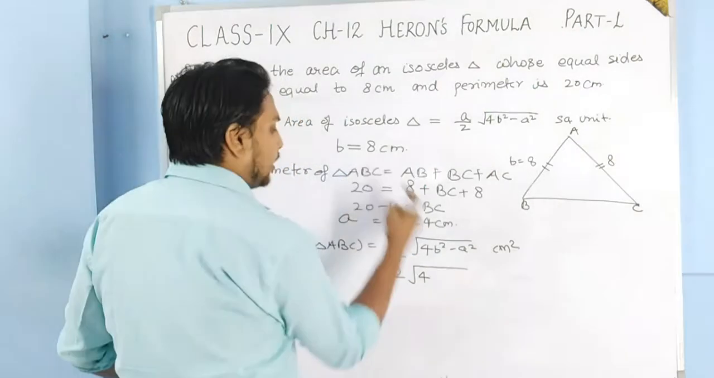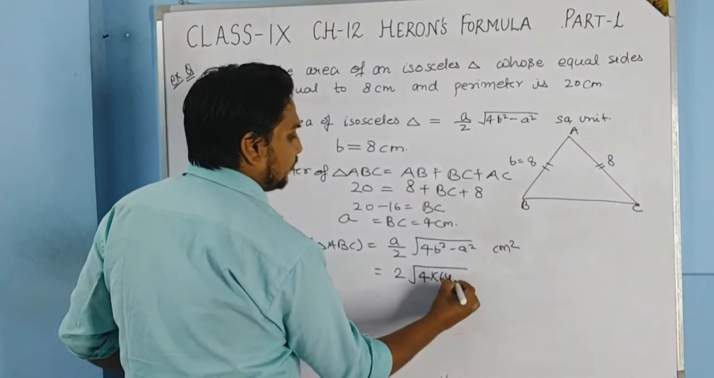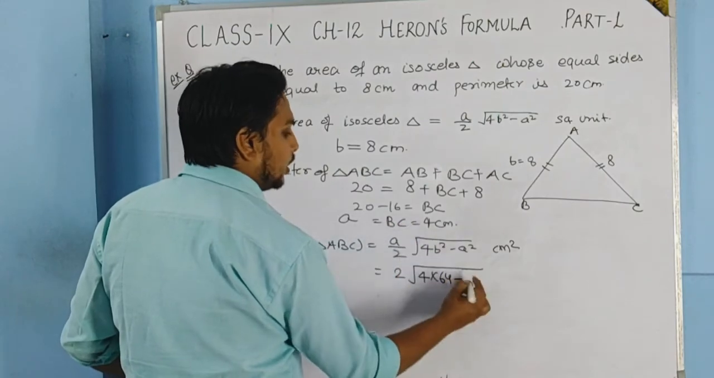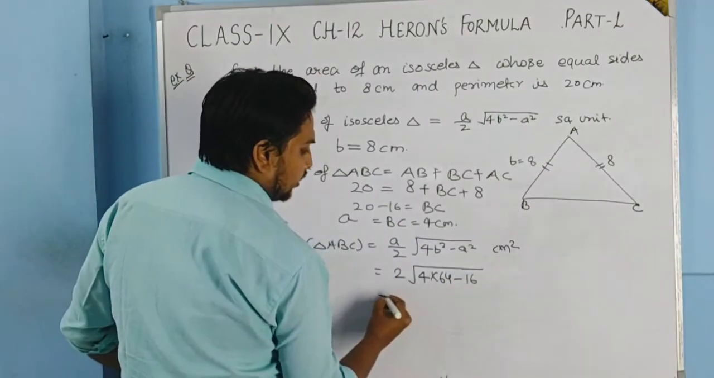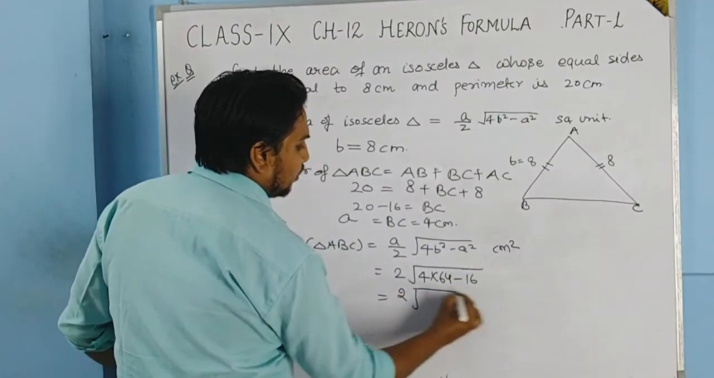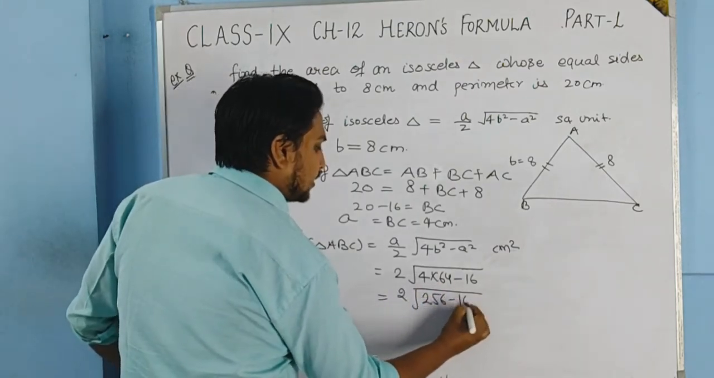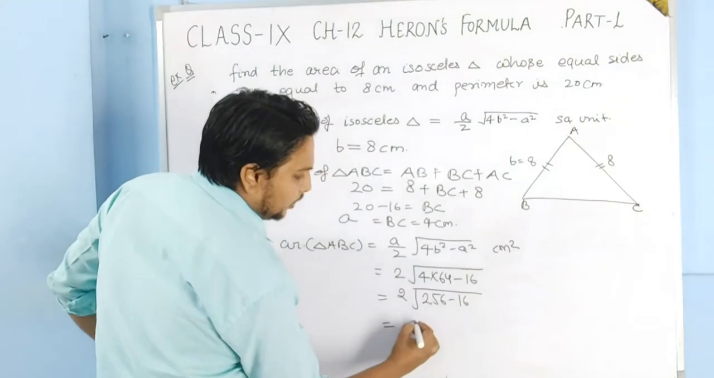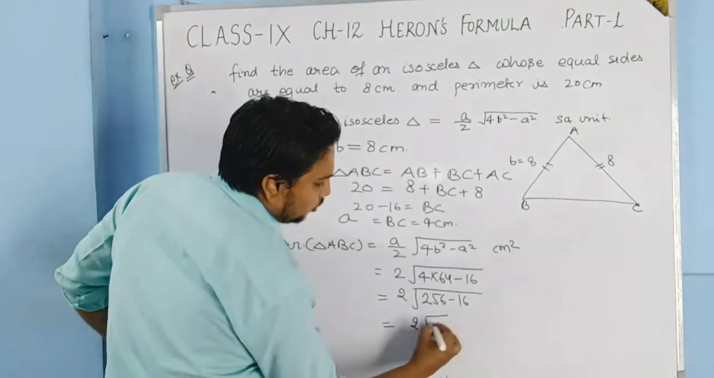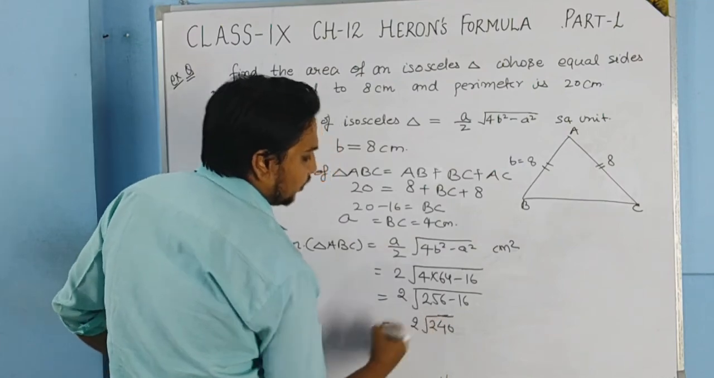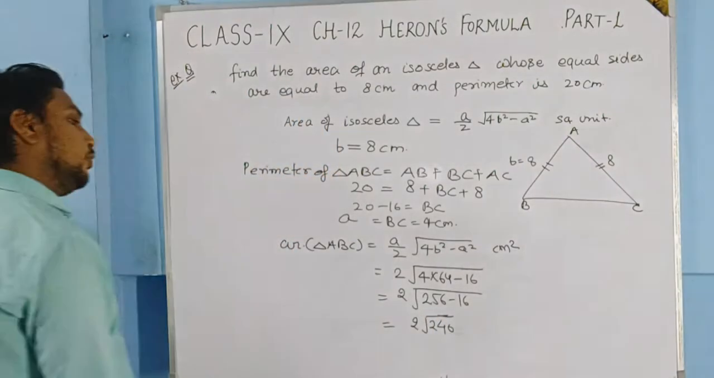So 8 square is 64 minus a square. a square will be what? a is 4, so a square will be 16. So here 4 into 64 it will be 256 minus 16, which means it will be 2 under root 240. Okay, 2 under root 240.